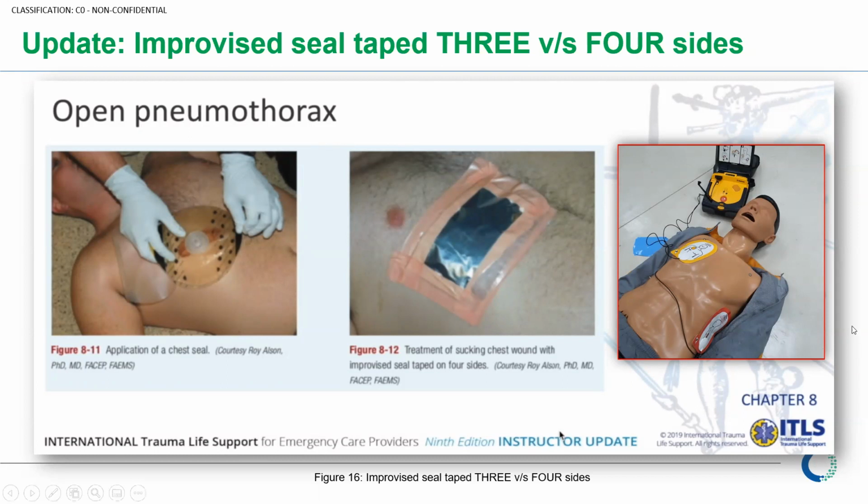You might be wondering, what is this, the one on the far right? So just a tip, a practical application. If you don't have the 4 seals, you can use AED pads and put it on the sucking chest wound. Right? If you don't have this special seal, but if you have defibrillator pads, attach it to the patient. Okay?